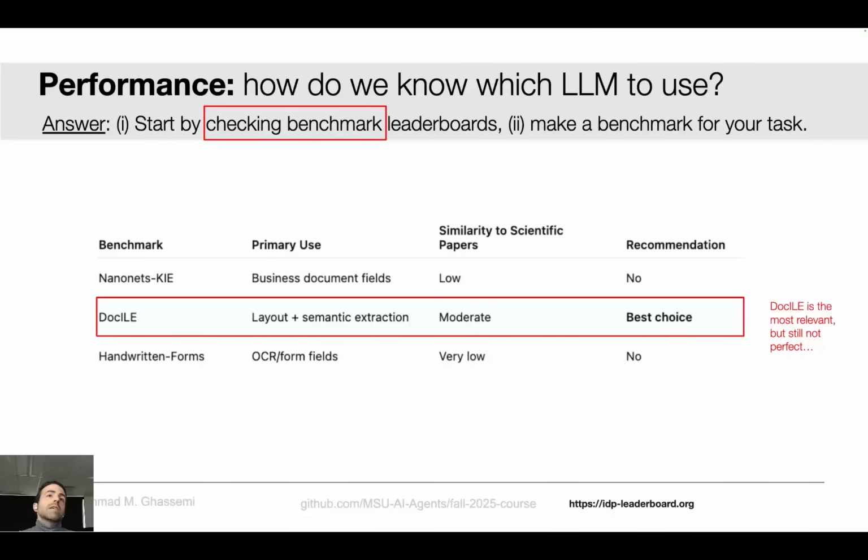Between these three, looking at business document fields, I didn't think was particularly relevant. Doing OCR on form fields, like imagine a doctor's intake form, turning that into the appropriate structure digitally, like in Markdown, I also thought was probably not very relevant to what we need to do. But extracting information, maybe not so much on the layout, but definitely the semantic content of a document, I felt like that could be relevant to what we're doing. Not perfectly relevant, but somewhat.